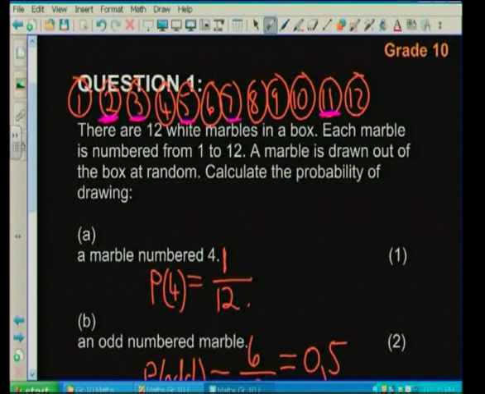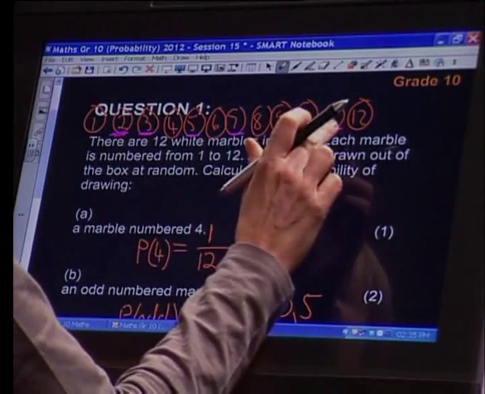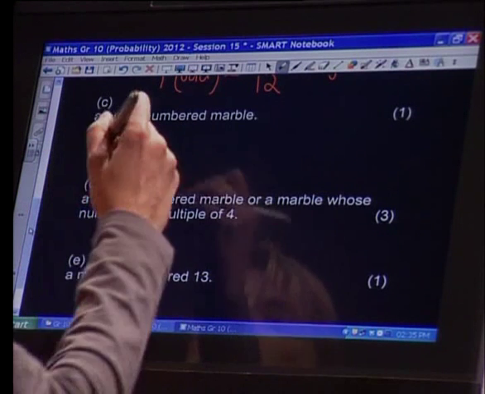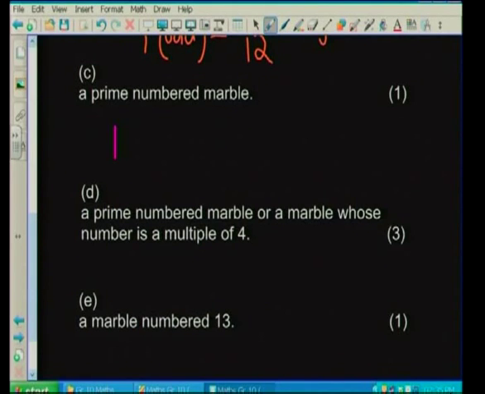So my next prime number will be 11, and if I count them up, I have 1, 2, 3, 4, 5 prime numbers between 1 and 12. So the probability of drawing a prime is the number of primes that I have, which is 5, divided by my total sample space, which is 12.